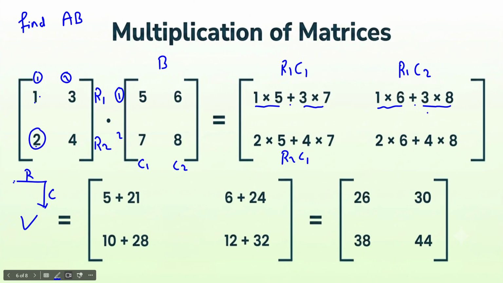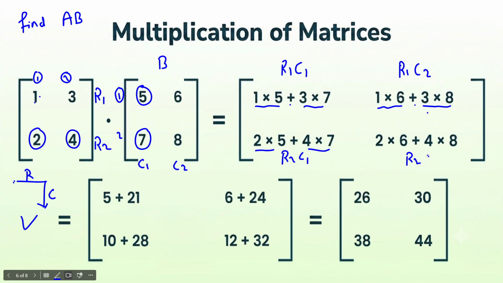So R2 means this first element, 2, will multiply with this first element, so 2 times 5, you can see here, 2 times 5 plus this second element will multiply with this second element, 4 into 7. So this will become your R2 into 7 multiplication.